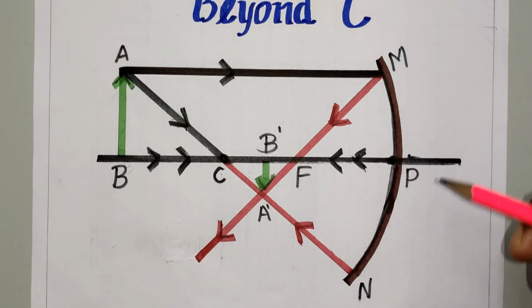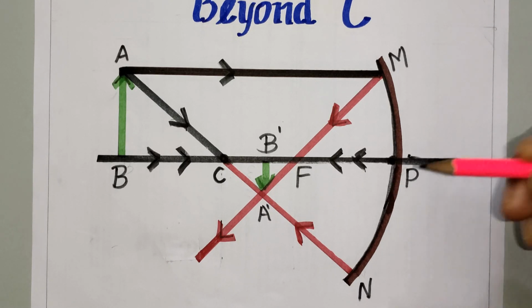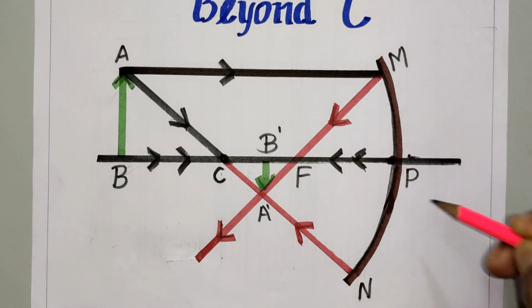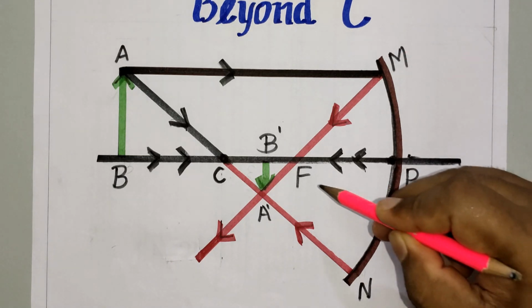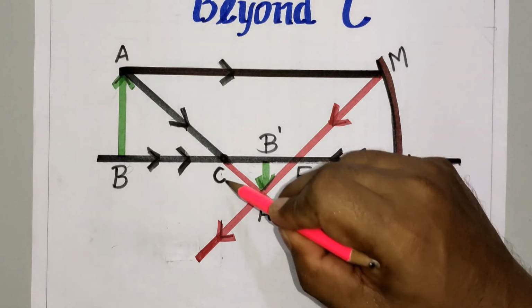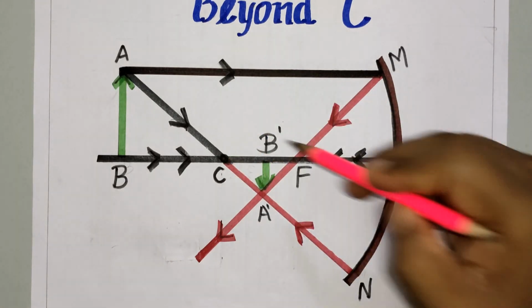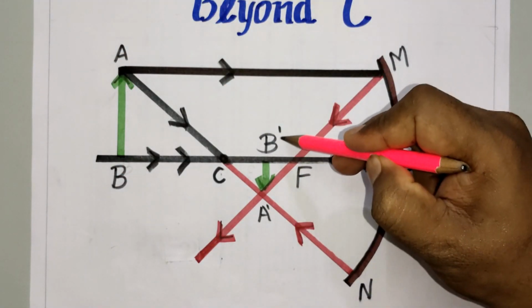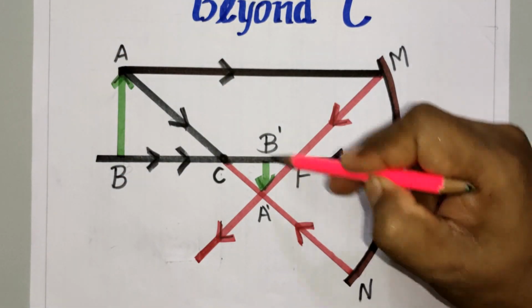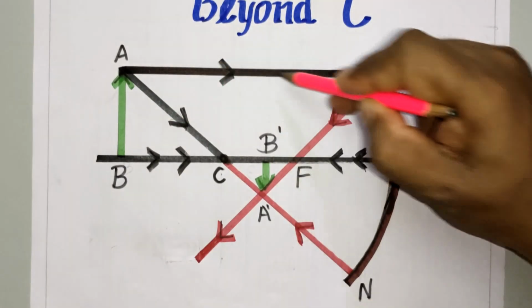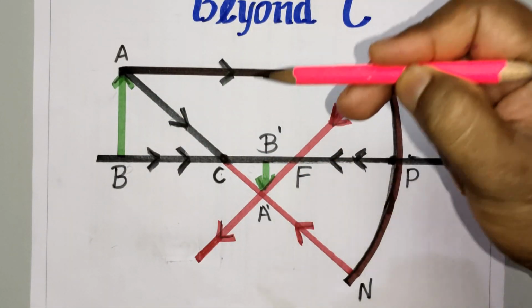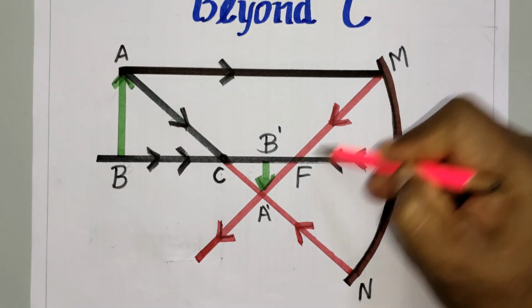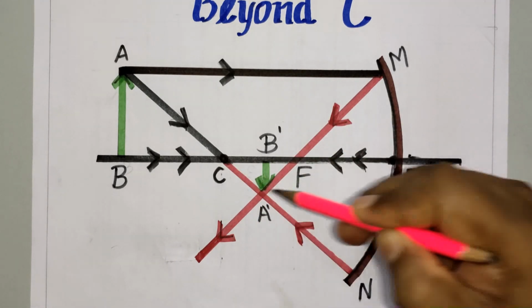Before entering the ray diagram, we should remember the terms we have learnt. MN is the concave mirror. P is the pole. Capital F is the focus. Capital C is the center of curvature. AB is the object. A dash B dash represents the image of the object. This black color line represents the incident ray. In some other sheets I have used brown color. This red color line represents the reflected ray.